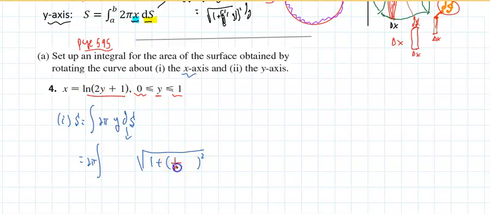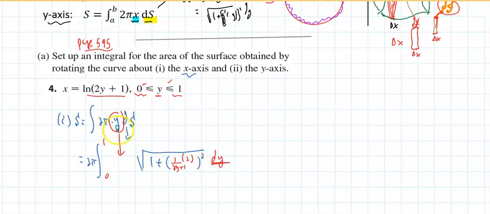That's 1 over 2y plus 1 times 2 dy. That's how I begin the problem. Automatically, now I could say that's 0 to 1. And then you decide how this works. The tricky part in this section: should I leave this as y? Should I get rid of it?